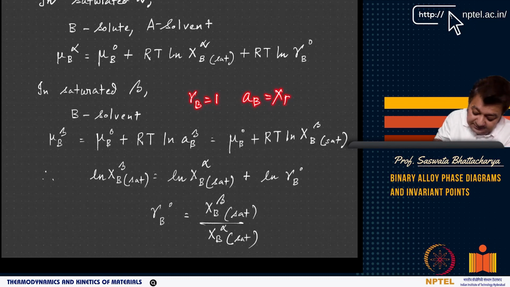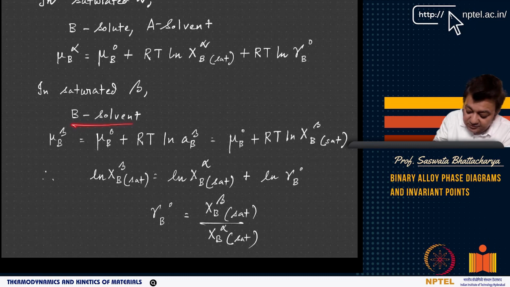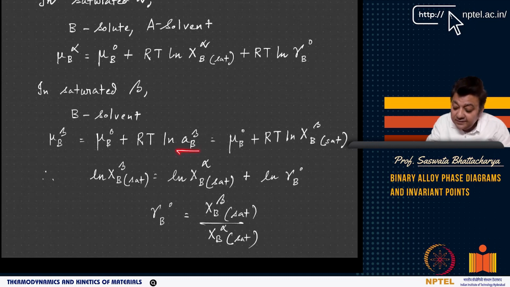So in such a case, mu B beta, because B is solvent, is mu B0 plus RT ln aB beta, which is nothing but XB beta saturation when you consider Raoult's law, right? So you basically have mu B0, which corresponds to the chemical potential of B in the standard state, or the pure state of B. This mu B0 is nothing but the molar free energy of pure B, right?